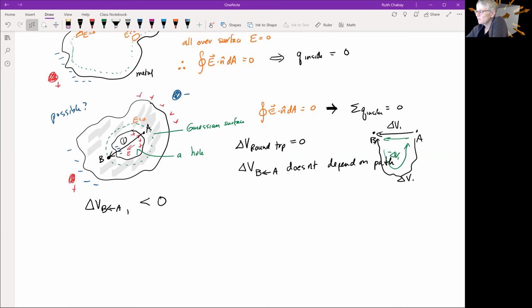But now let's take path 2, where we don't go through the hole at all, we just go through the metal. So we'll call that path 2, and delta V from A to B along path 2 must equal 0, since the electric field is 0. And now we have a contradiction.